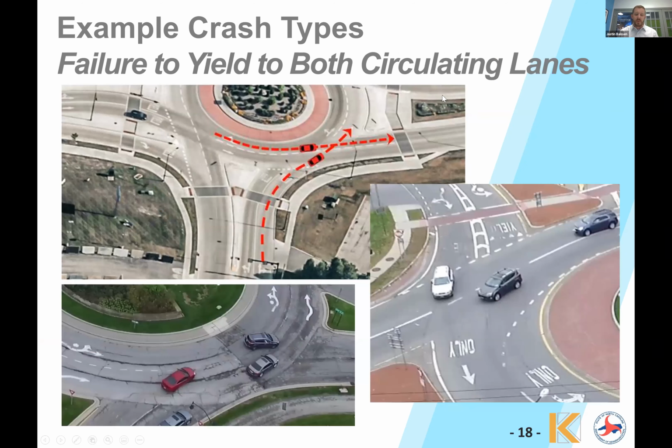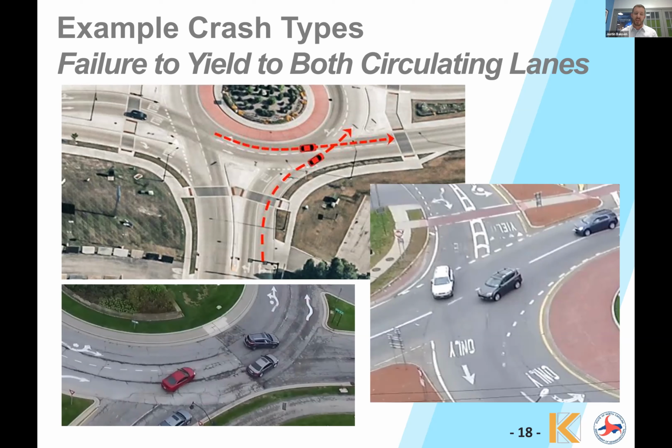Another common crash type, and we've already kind of alluded to this in the previous slides, is a situation where you have a driver in the outside entering lane failing to yield to drivers in the inside circulating lane. So drivers see that outside lane open, and especially in situations where you have a heavy left turn in the circulatory roadway, the driver at the entry may presume that the circulating vehicle is going to be making a left and continue to circulate.